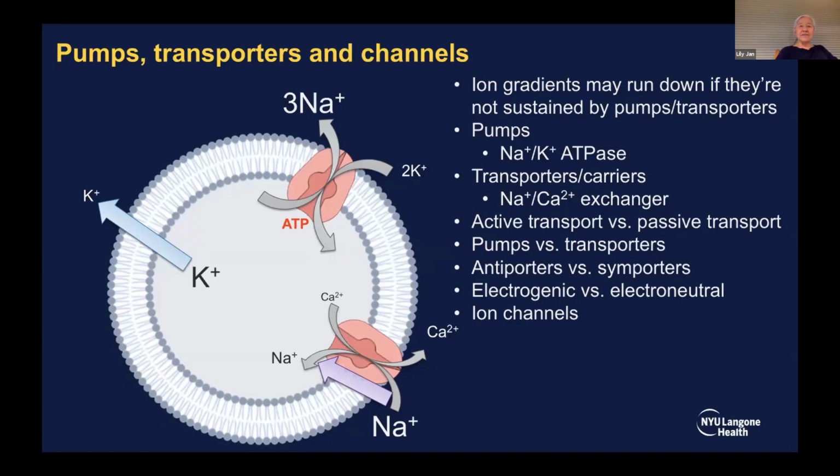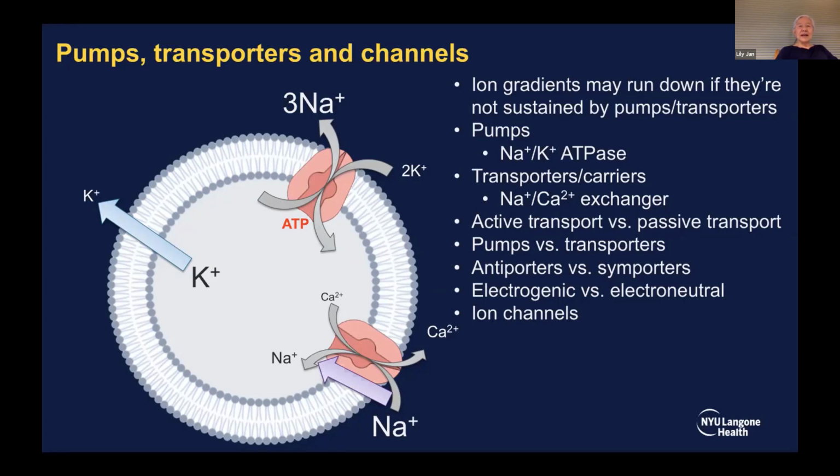And we have active transport that's mediated by pumps that hydrolyze ATP to generate energy for the ion transport. And we have passive transport mediated by transporters that rely on the concentration gradient for moving ions across the membrane. The example of sodium-calcium exchanger is one for antiporters because the two types of ions are going in opposite directions. And there are symporters that move different types of ions in the same direction.